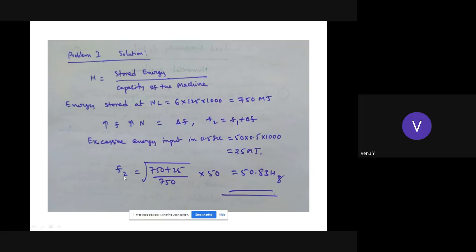So therefore, F2 equals the square root of the new energy divided by old energy, into the nominal frequency. Therefore, 750 plus 25 is the total energy at this instant, divided by 750, the initial energy at rated speed. Therefore, the frequency is square root of 775 by 750 into 50. You will get 50.83 hertz.